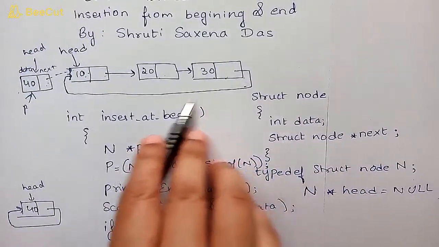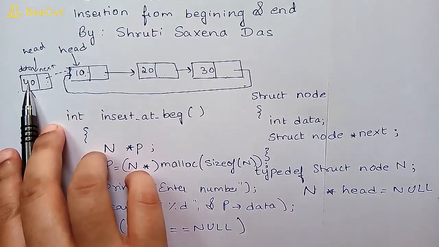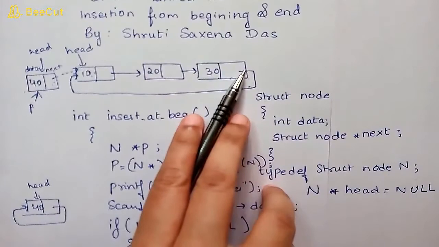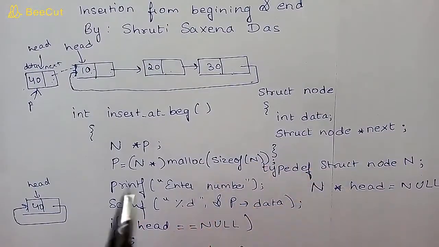Okay, this node must be containing the address of head, and now the new head is this node 40. So automatically this will be modified.